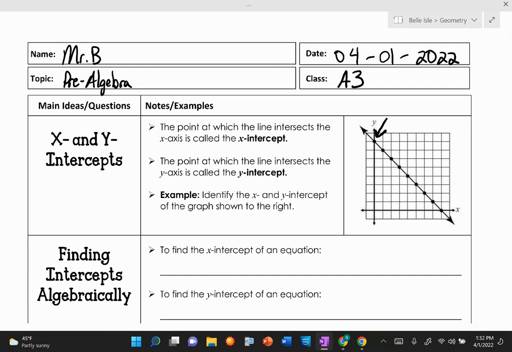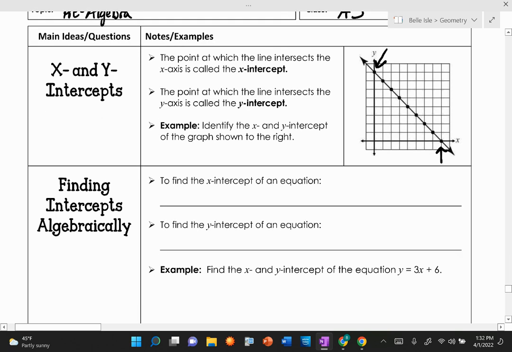Does it make it misleading? There we go. The X intercept. There we go. Ruin the punchline.